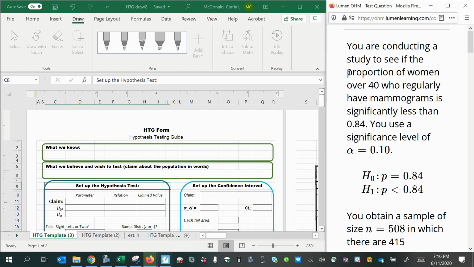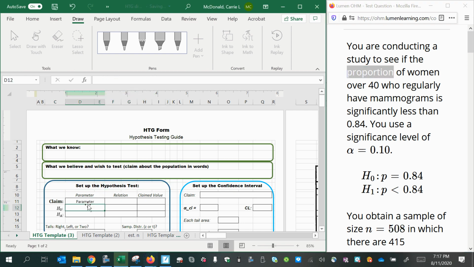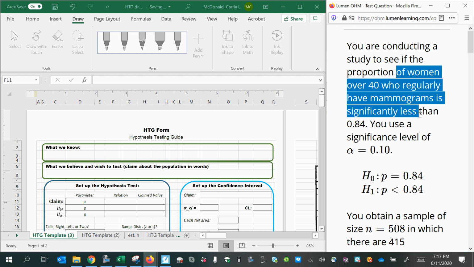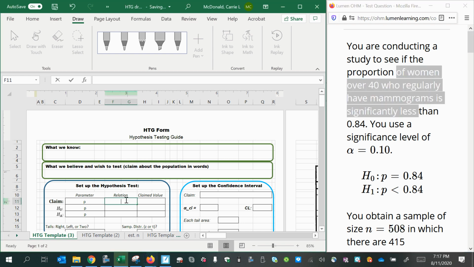So as I'm reading, I want to start organizing the information that's given, and the what we know section will be any sample statistics that we have or any other relevant information, and then what we believe will be the claim as a statement in words. So let's read. You are conducting a study to see if the proportion, so that means I'm going to use the parameter symbol of p for my hypotheses and my claim. The proportion of women over 40 who regularly have mammograms is significantly less. So that's my claim.